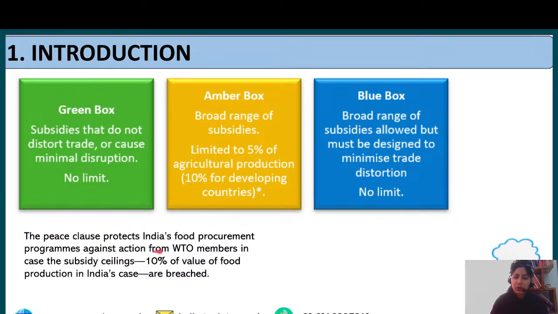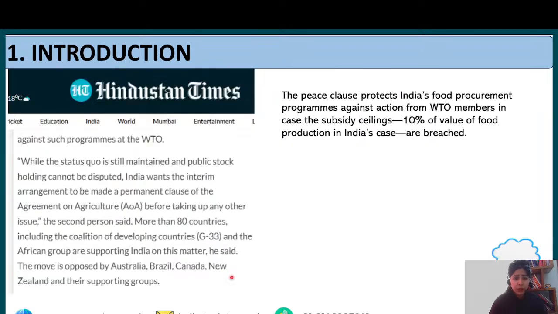So the peace clause protects India's food procurement program against action from WTO members in case the subsidy ceilings, that is 10% of value of food production in India's case, are breached. Now this peace clause is an interim clause. That means it is not a permanent measure, and hence from time to time the US, UK, countries like Australia, have objected to the peace clause, and this is one of the issues that keeps on arising at WTO.